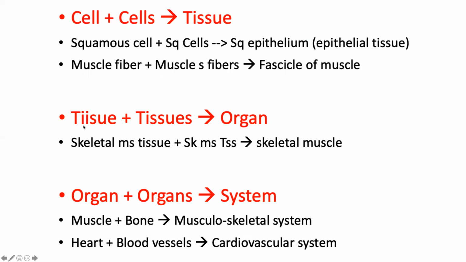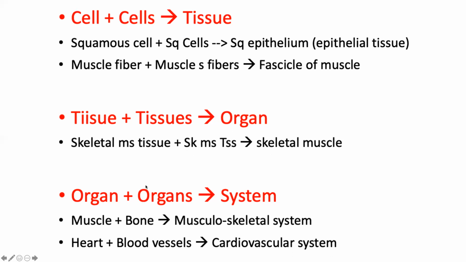And we know that many tissues combine together to form an organ. The same thing with skeletal muscle tissue, we form skeletal muscle. And that skeletal muscle becomes an organ. So the pectoralis major muscle we saw, which is made of many skeletal muscle tissues, and therefore skeletal muscle, becomes an organ.